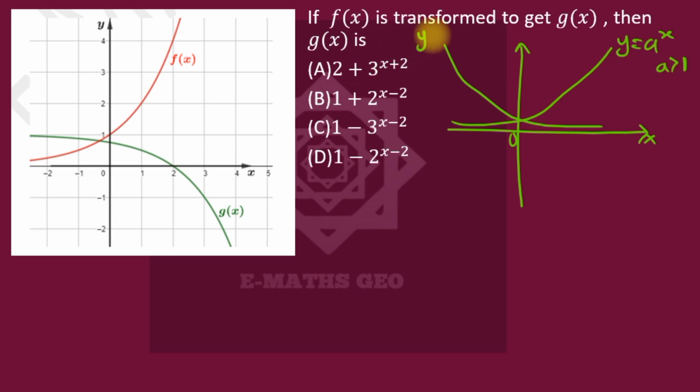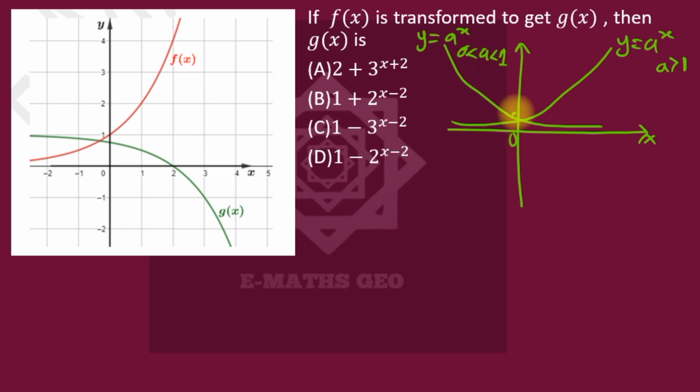And here, y equals a raised to power x. In this case, a is between 0 and 1. So in this case, f of x will perform with a greater than 1. That's why the bases are greater than 1, not between 0 and 1.